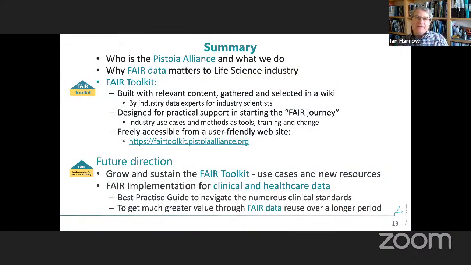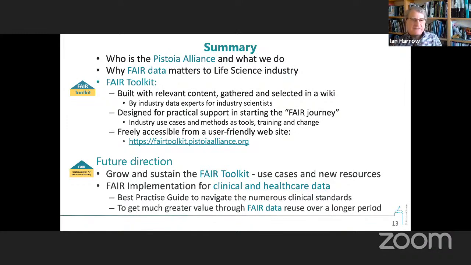So in summary, I've taken you through who is the Pistoia Alliance and what we do. And I've touched on how our toolkit addresses the question why FAIR data matters to life science industry. For the toolkit, we've built relevant content gathered and selected in a wiki by industry data experts for industry scientists. It's been designed for practical support in starting the FAIR journey with industry use cases and methods such as tools, training, and change. And it's freely accessible from a user-friendly website.